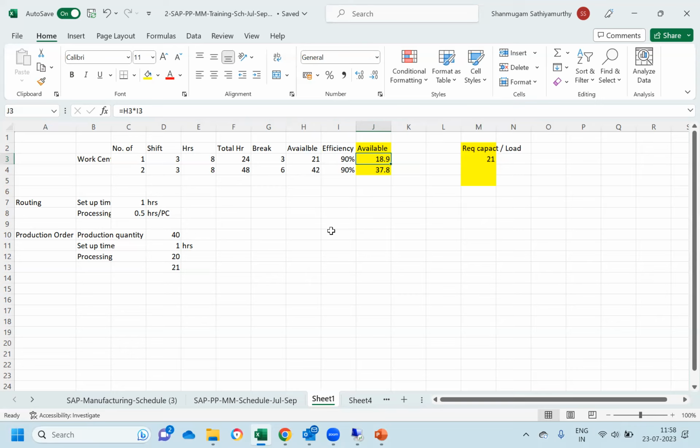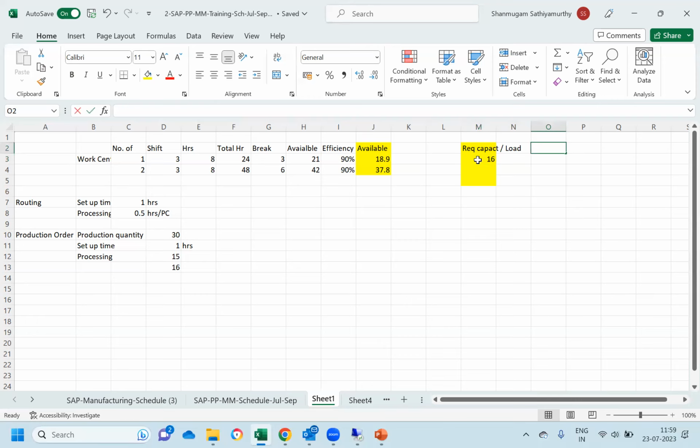Is it clear? Yes, sir. Now based on this routing time, setup time and processing time, if I put the production quantity like this, if I put 30 pieces, my capacity load is 16 hours, which means I am comfortable with the capacity. Is it okay? Yes, sir.